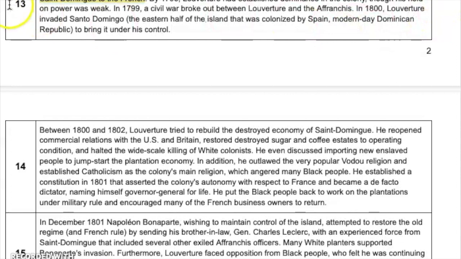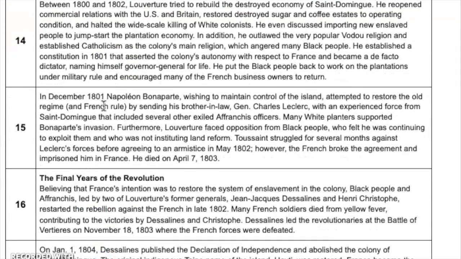Truly, I would just put a star next to paragraph 13. This is a lot of different changes that are happening between European forces and the people of Saint Domingue, or modern day Haiti. So this is just some of the brunt of what's happening during this revolution.